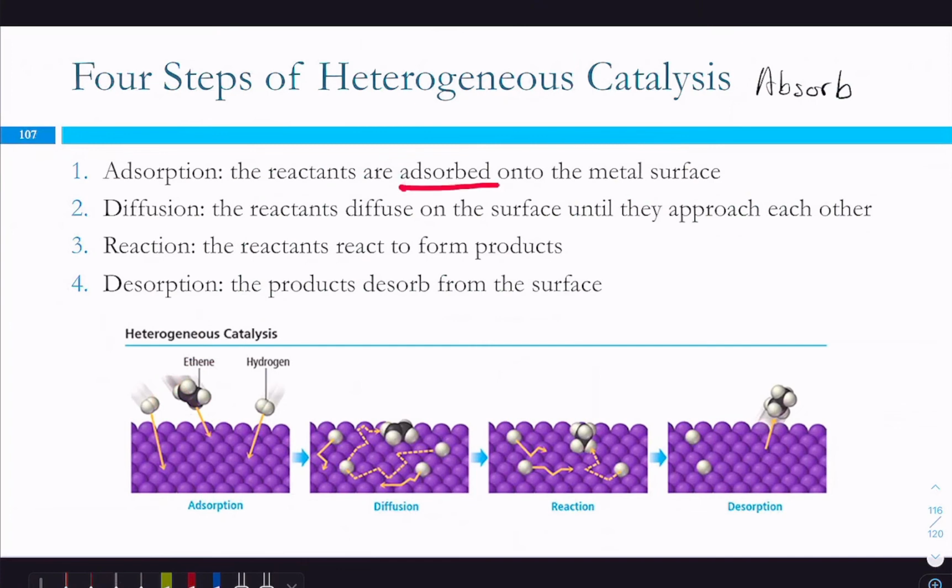Reactants are adsorbed onto the metal surface. Reactants diffuse on the surface until they approach each other. So you've got ethylene here stuck to the surface, and you've got hydrogens all moving around on top of the surface. Then when the ethylene comes into contact with a hydrogen, it reacts, and the catalyst delocalizes that double bond a little bit. And so then the hydrogen can add into there without having to fully cleave the double bond.